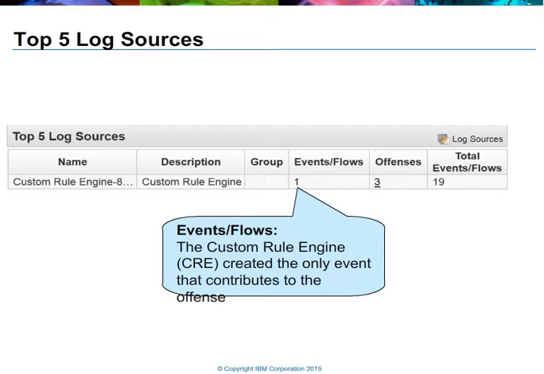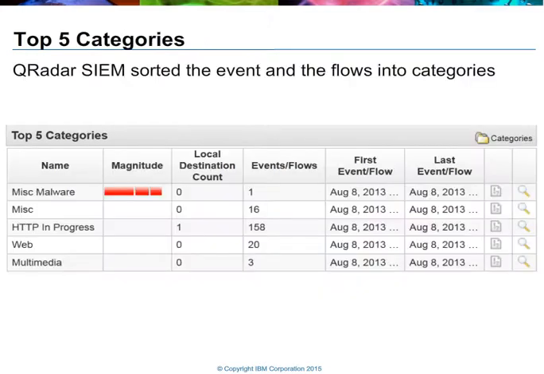Now, by examining the log sources section of the summary, we'll see that we actually will have one log source listed here, but it's the custom rule engine, meaning QRadar itself. Because this is an offense based on flows, you would typically not see a log source other than the CRE listed. Next, in the categories section, you'll see a category that's assigned based on the event associated with the offense, again, one created by the custom rule engine.